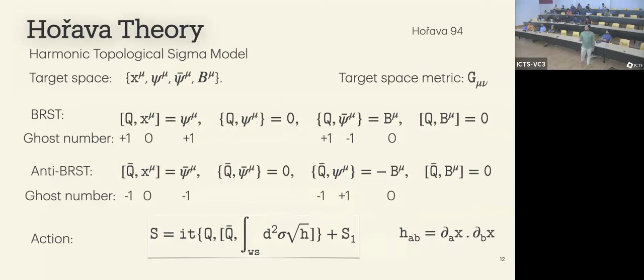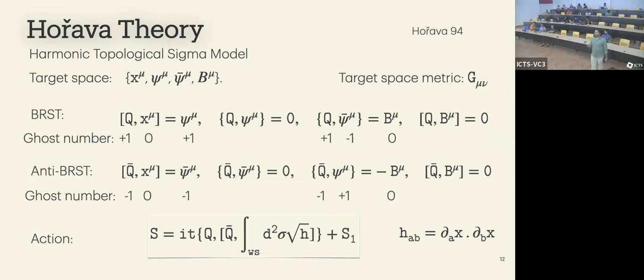Okay, now I should start very fast. Horava's theory, very briefly, is like a harmonic topological sigma model. Here it's a supersymmetric model. The target space has this coordinate x^mu. Psi and psi bar are two fermionic coordinates, and b_mu is an auxiliary field. It doesn't have any dynamical part. And there is a BRST symmetry Q and also an anti-BRST symmetry Q bar, and Q and Q bar are the charges, which basically transform between them.